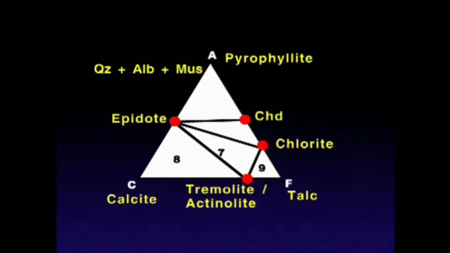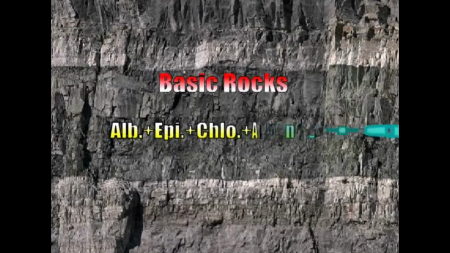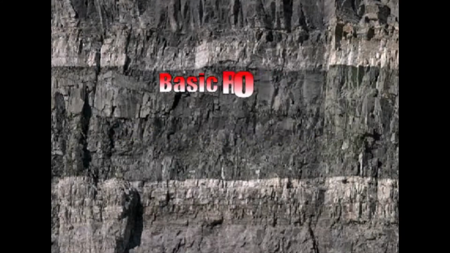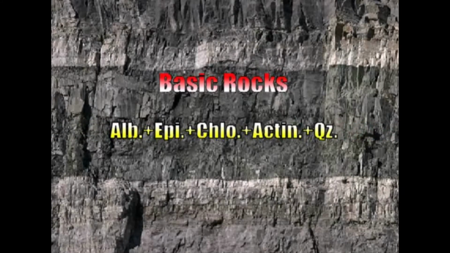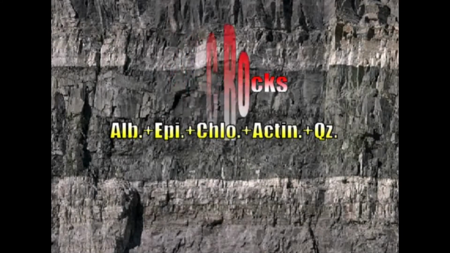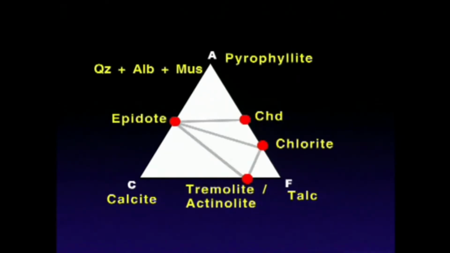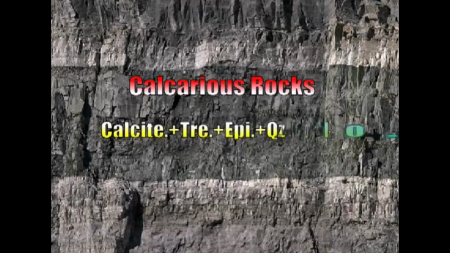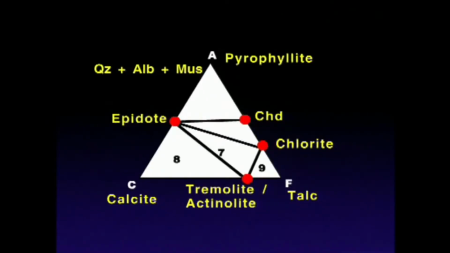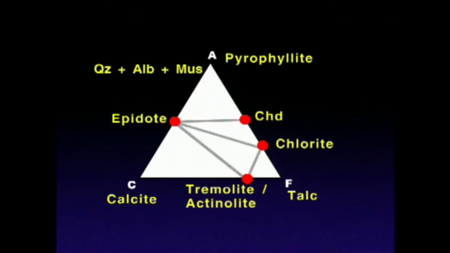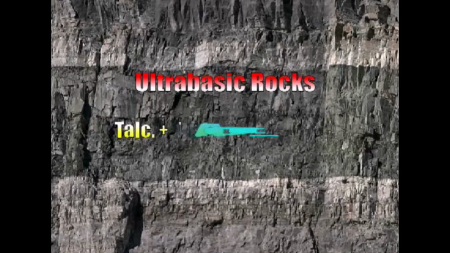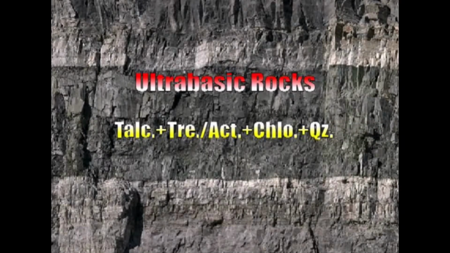The basic assemblages on the basis of ACF diagrams are epidote, tremolite, actinolite, chlorite, plus or minus quartz. The calcareous assemblages are epidote, calcite, tremolite, actinolite, plus or minus quartz, or second is calcite, tremolite, actinolite, plus or minus quartz. The ultrabasic assemblages, on the basis of ACF diagrams, are tremolite, actinolite, chlorite, plus talc, plus or minus quartz.